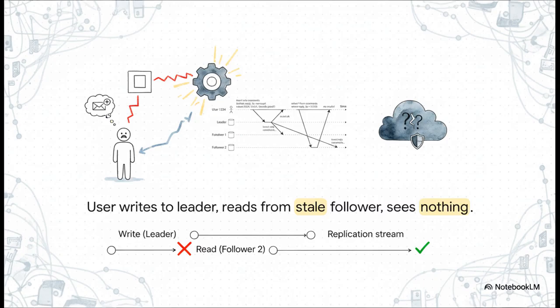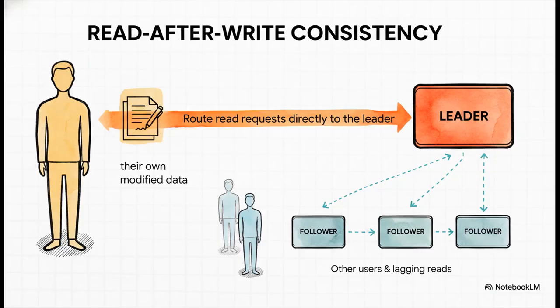The leader processes it, says, okay, got it. But almost immediately, the user's app reads from follower 2. Well, follower 2 hasn't received the replication stream for that specific comment yet. So what does it do? It returns an empty result. And boom, the user panics. So how do we fix this?